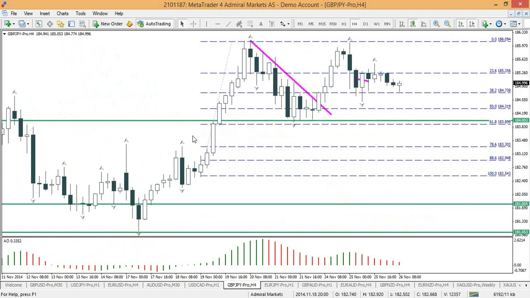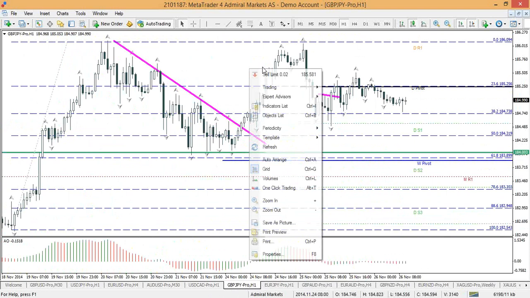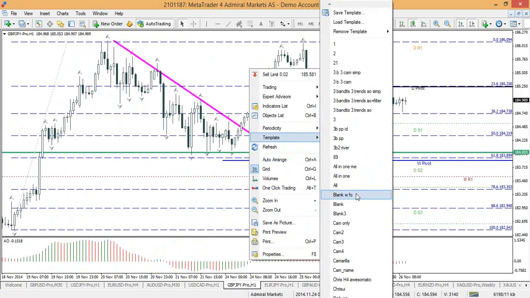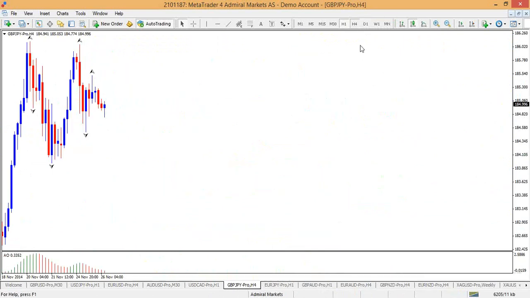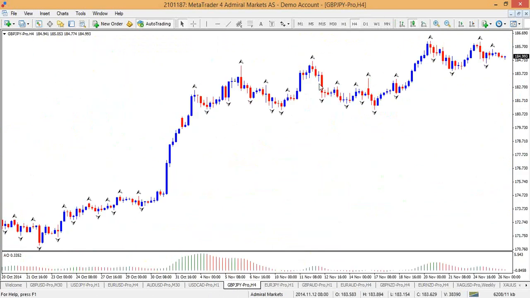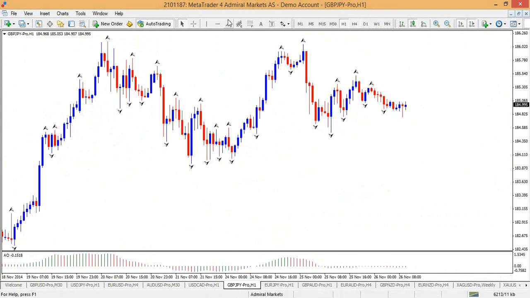So sorry for that. This is the pound yen. Let's take a look at the blank template and then look at strategy templates. Pound yen, it's kind of dying down here. It looks like it's making a wedge on this time frame here, like that.